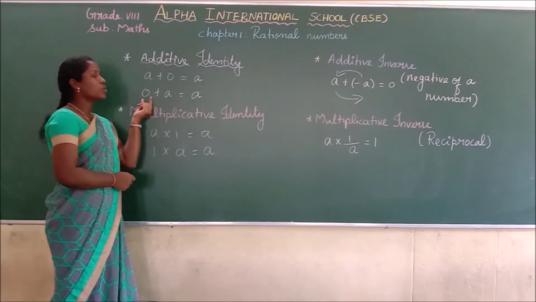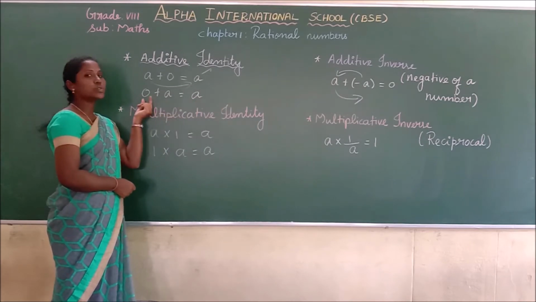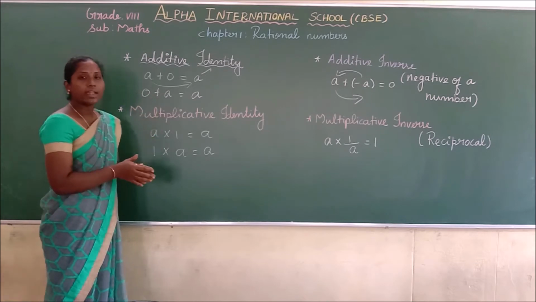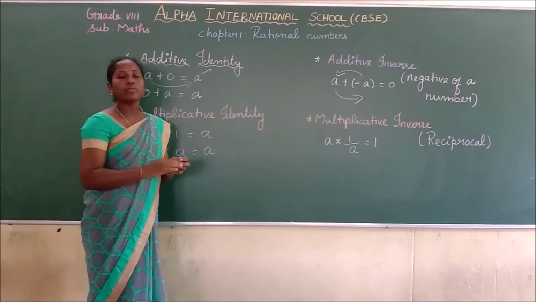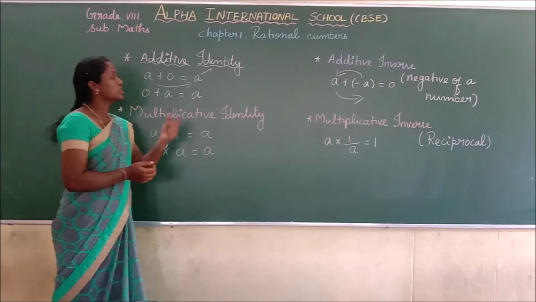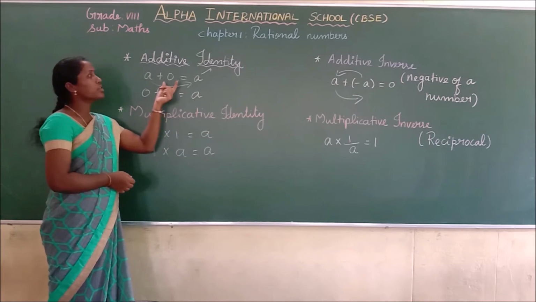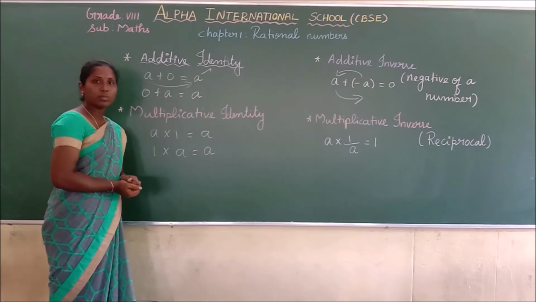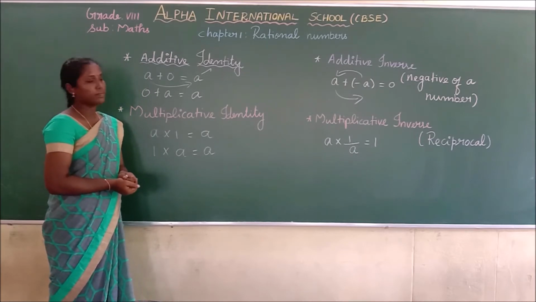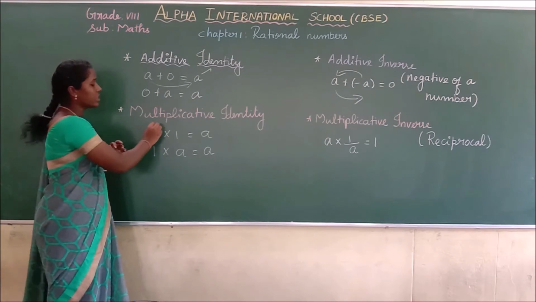In other words, 0 plus A is also the same number A. So here also 0 is called the additive identity. If you add 0 to any rational number, we get the same rational number as the result. So we can say that 0 is the additive identity for all rational numbers. 0 is not only the additive identity for rational numbers, it is also the additive identity for whole numbers and integers.